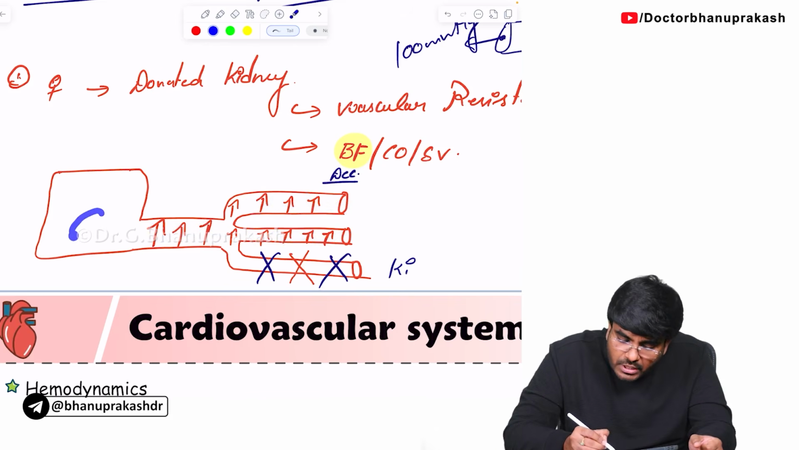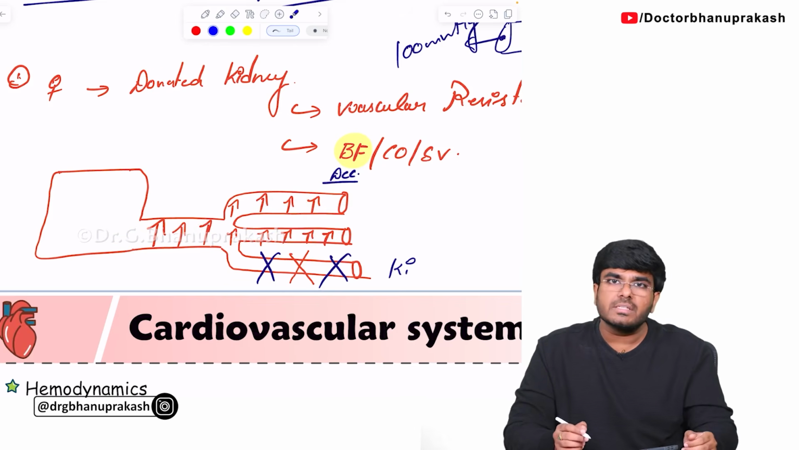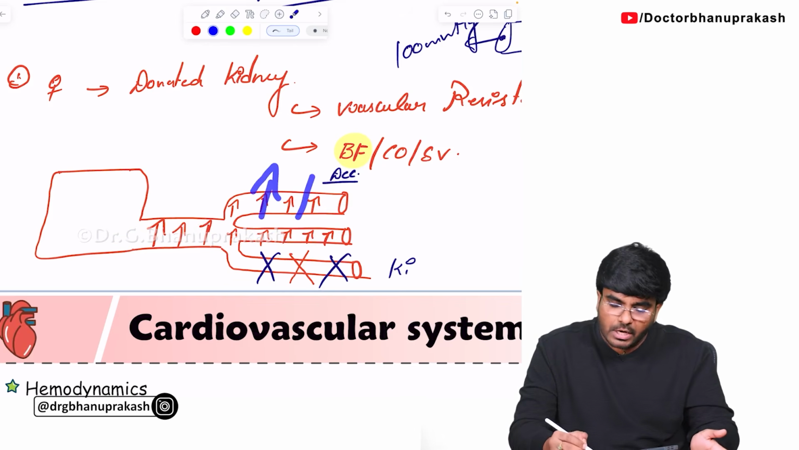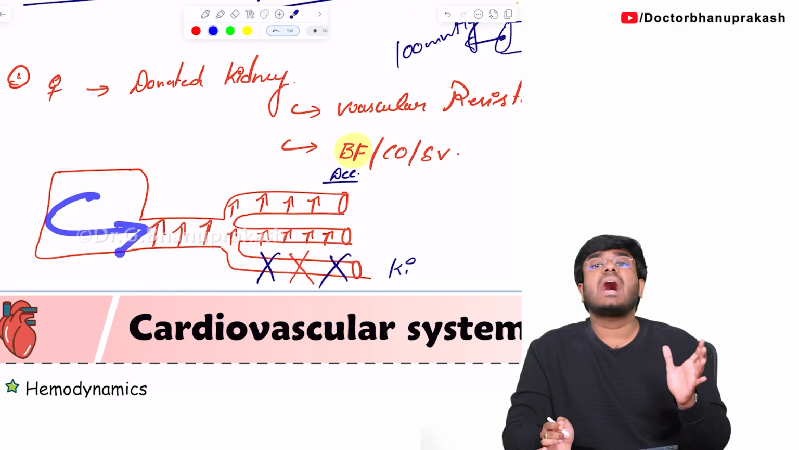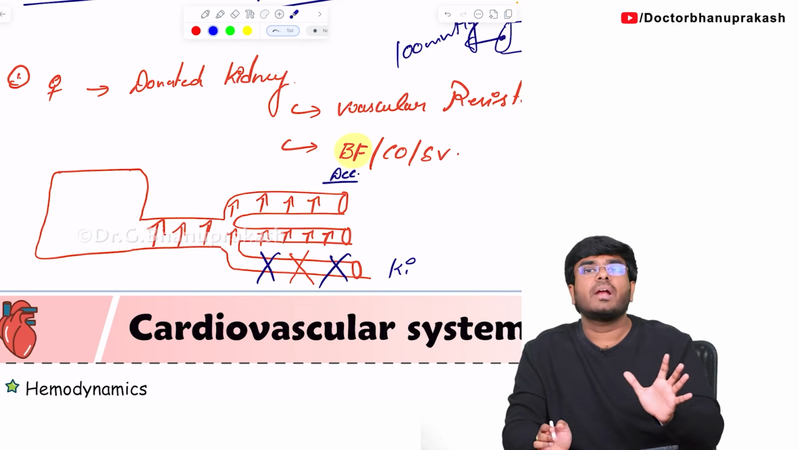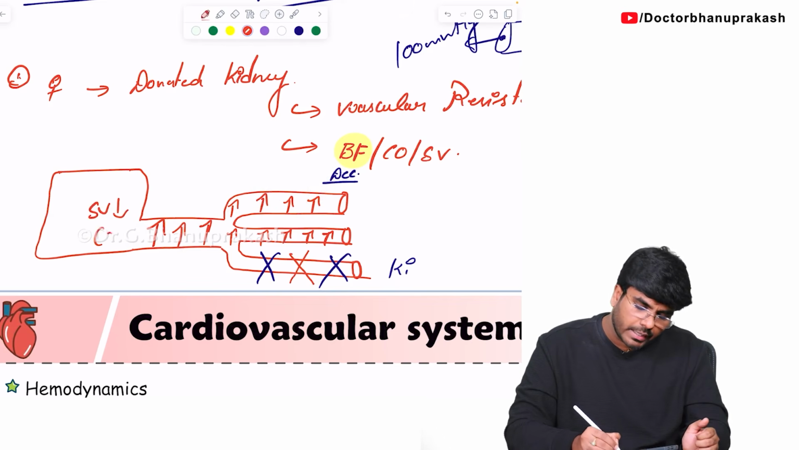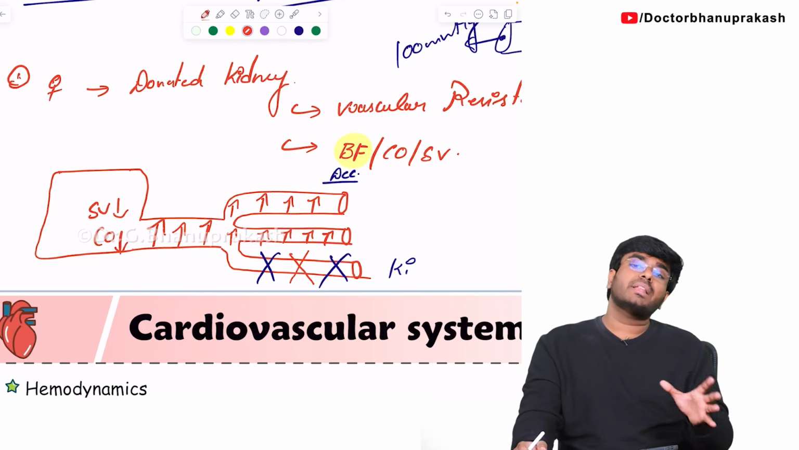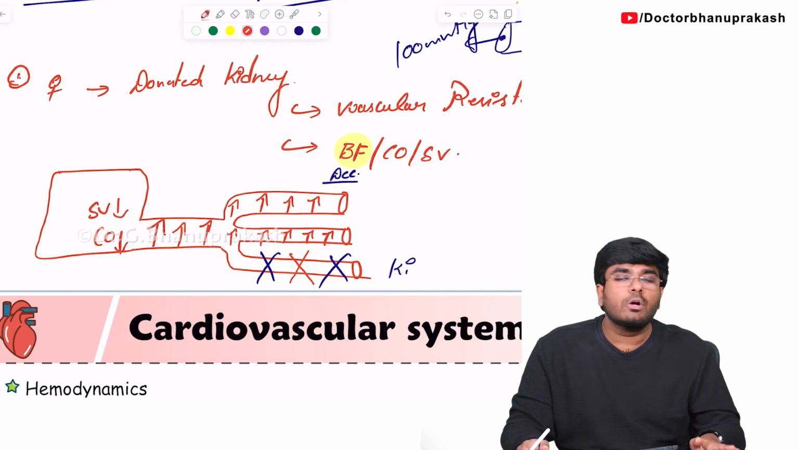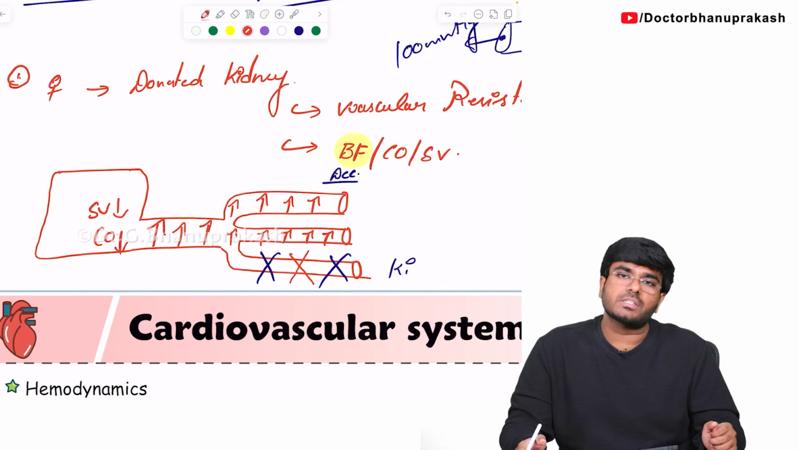So in these conditions, do you think the heart can push the blood into the blood vessels easily? No, because there is more resistance. The more the resistance, the harder it is for the heart to pump the blood. So what will happen? The stroke volume decreases, and the cardiac output decreases. In a patient who has donated a kidney, the stroke volume is going to be less, the cardiac output is going to be less, and the blood flow is going to be less because of the more vascular resistance.